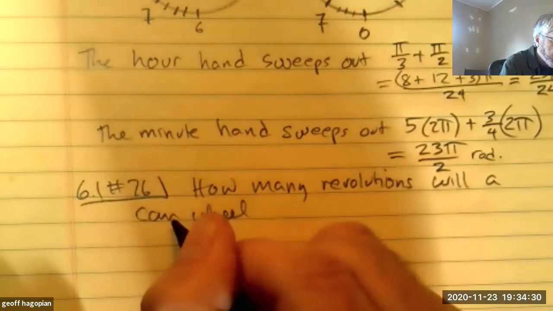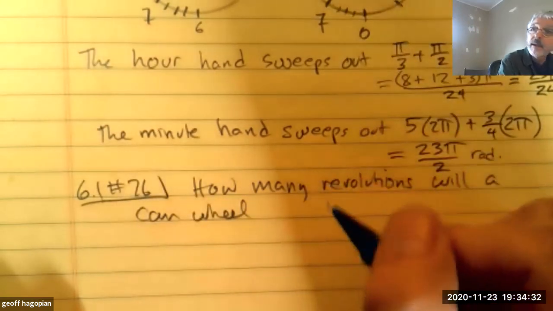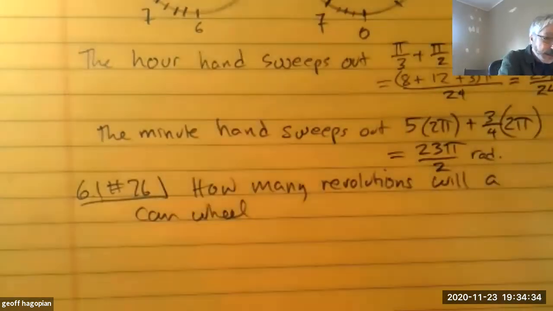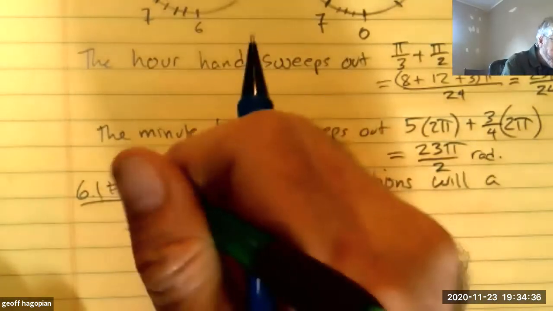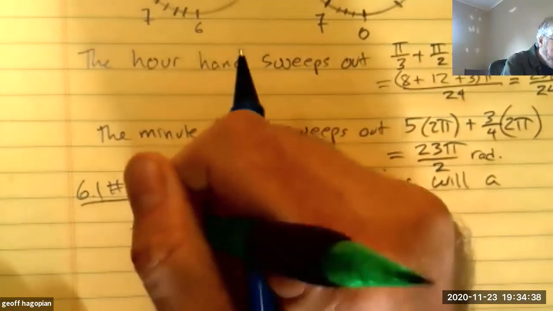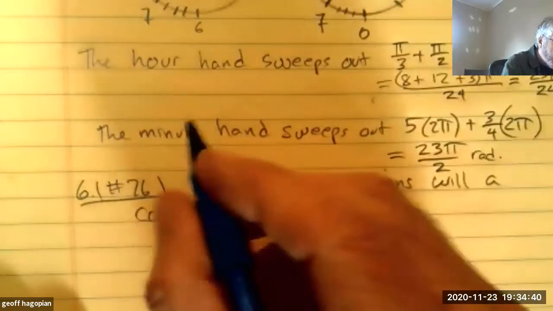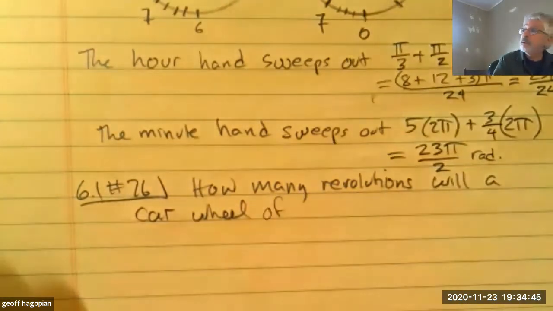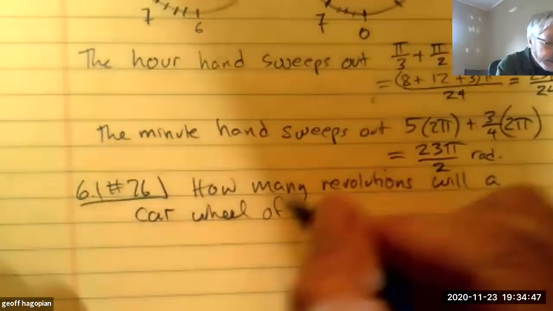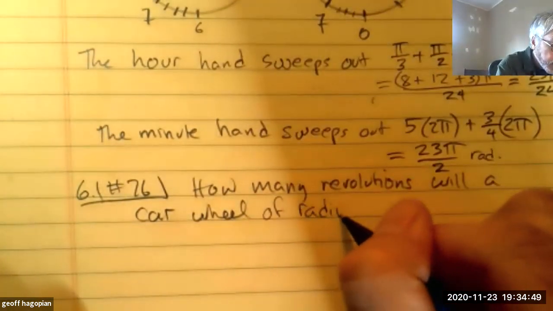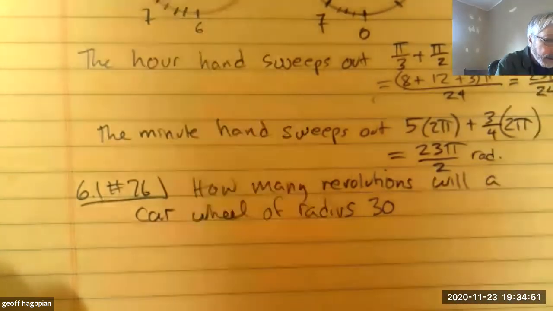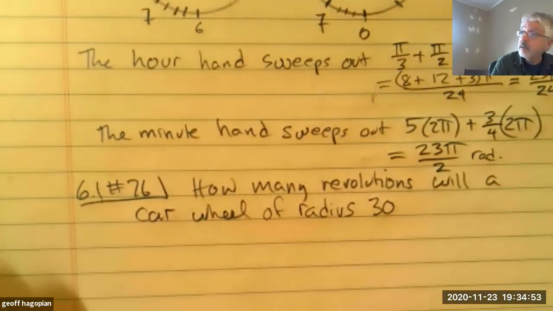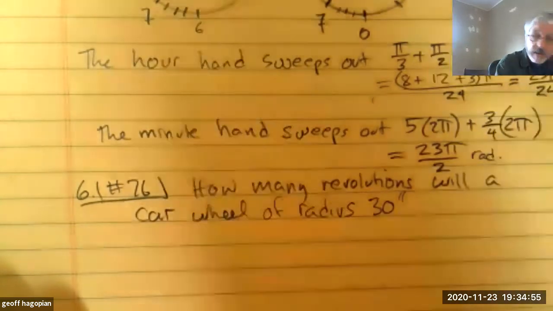car wheel. That's the word car there, believe it or not. It's a can wheel. I suppose I should fix that. A car wheel. There. Of radius 30 inches. So, 2.5 feet. That's inches.